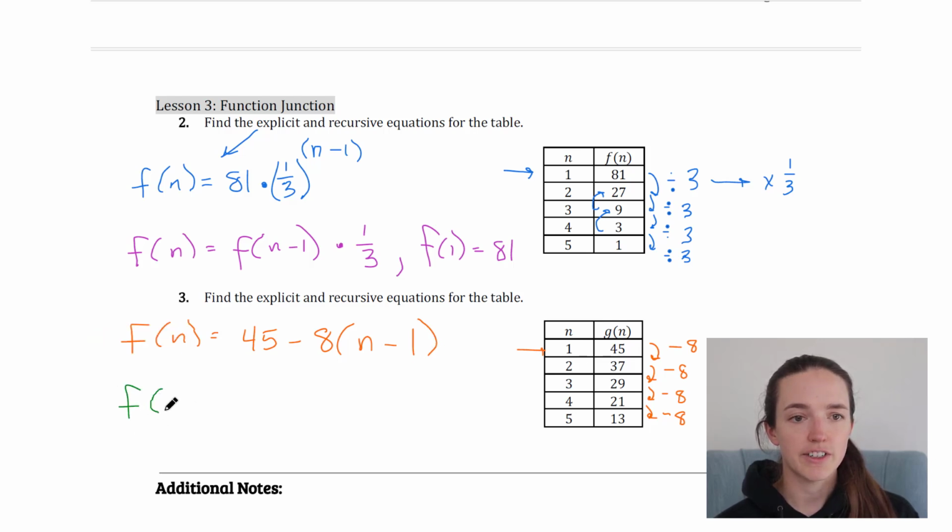Okay, and then recursive, f of n equals f of n minus 1, minus 8, that's our pattern. And then we have to state that f of 1 is 45 so that we know where we're starting.